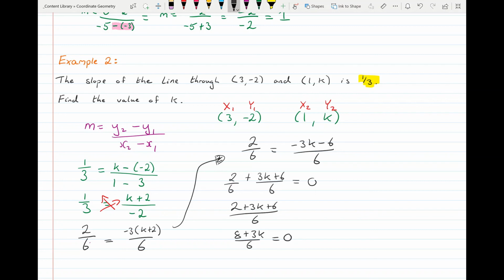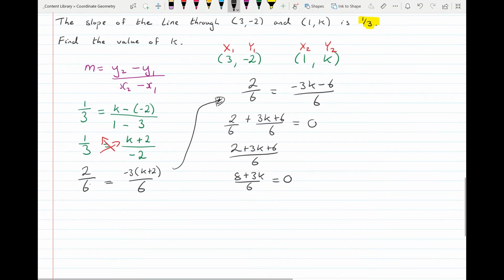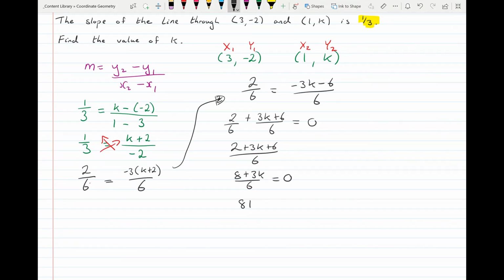Now to get rid of the fraction, I can multiply both sides by 6. Multiplying the left hand side by 6 gives me 8 plus 3k, and multiplying 0 by 6, well, that keeps me with 0. And now I just have a linear equation where I can bring the 8 over to the right and then divide both sides by 3, and I get negative 8 over 3. Okay, that's the value of k.